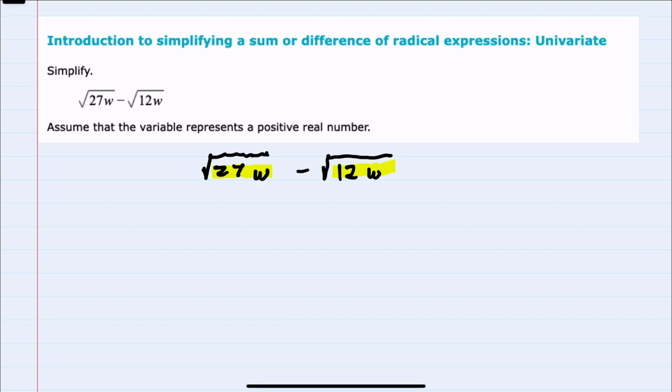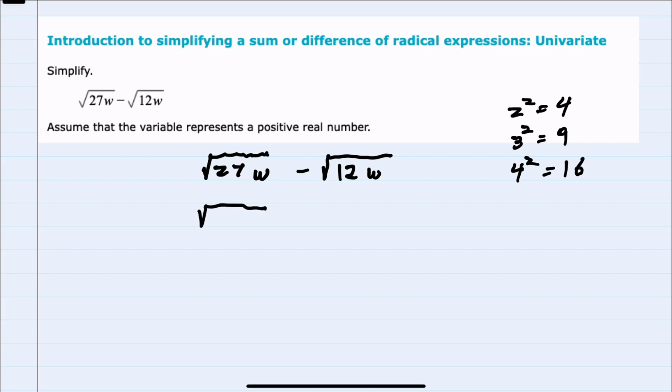And here what's under the radicals is different, however, each one of these is possible to simplify. And remember, for square roots, we can pull out from underneath the radical perfect squares, such as 2 squared, which is 4, 3 squared, which is 9, 4 squared, which is 16, and so on.